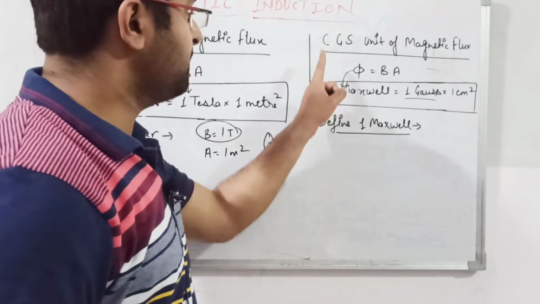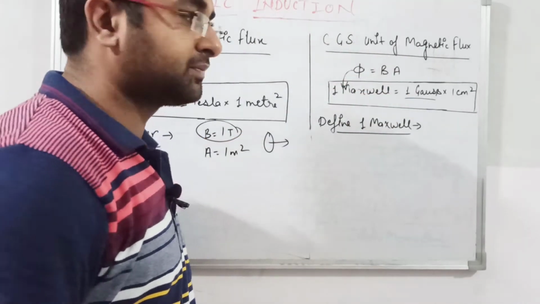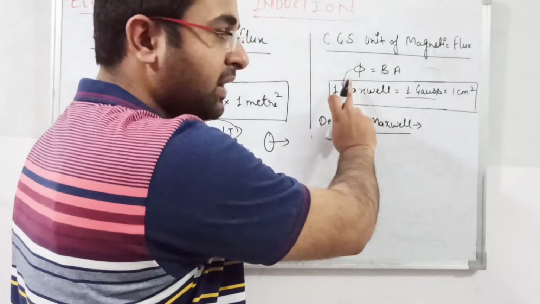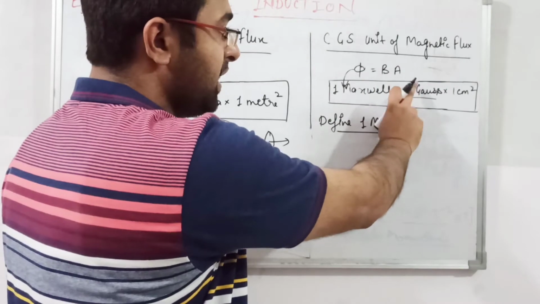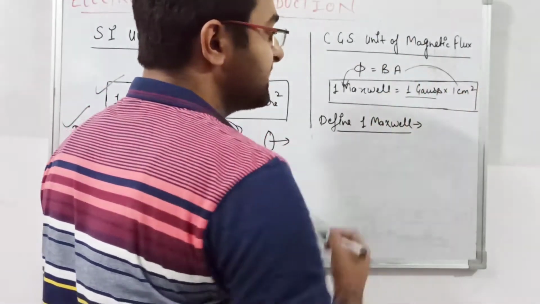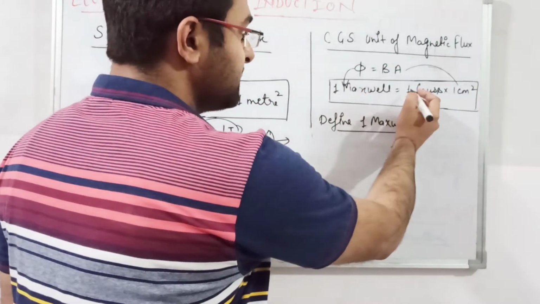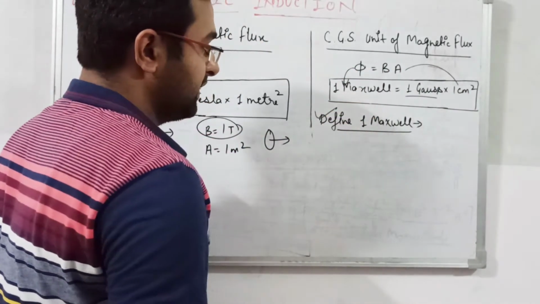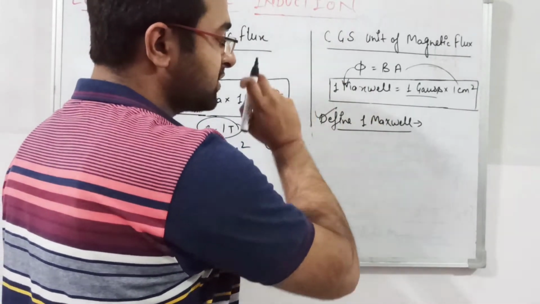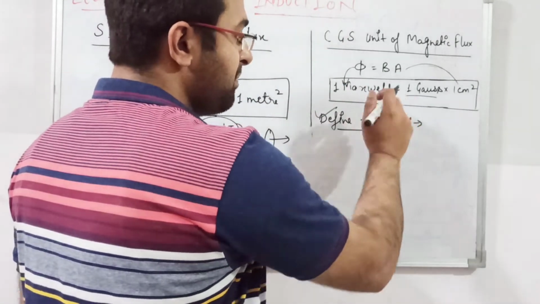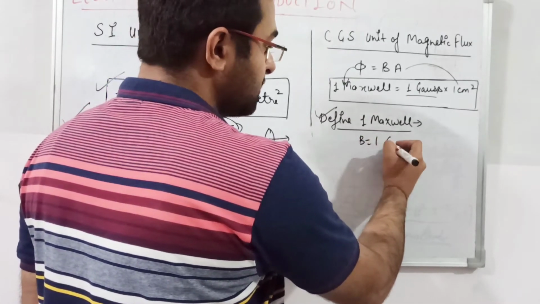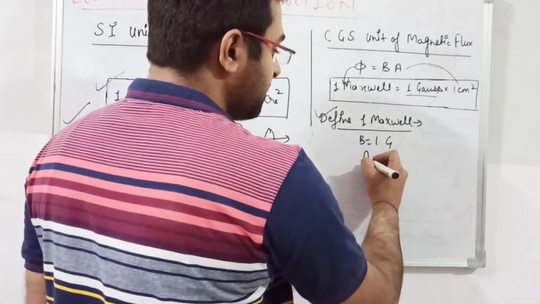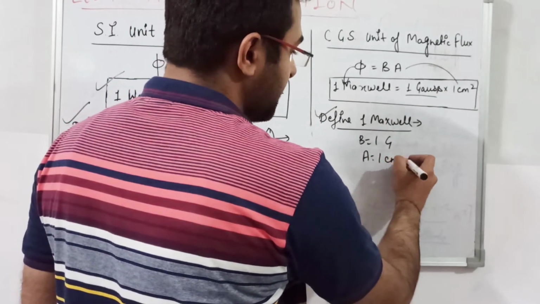Now come to the second point, CGS unit of magnetic flux. In CGS system, the unit of magnetic flux is Maxwell, the unit of magnetic field is Gauss and the unit of area will be centimeter square. So 1 Maxwell is equal to 1 Gauss into 1 centimeter square. Define 1 Maxwell. 1 Maxwell is the magnetic flux produced when a uniform magnetic field of 1 Gauss passes normally through an area of 1 centimeter square.